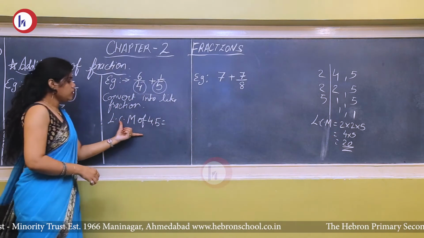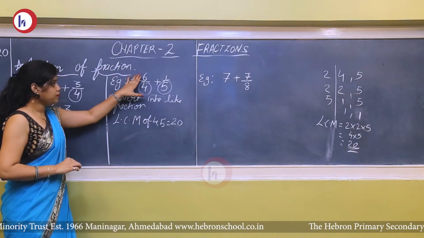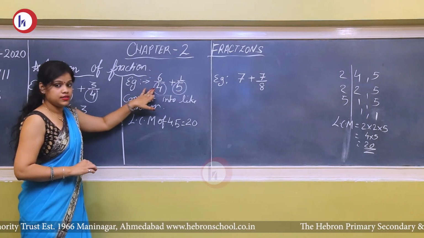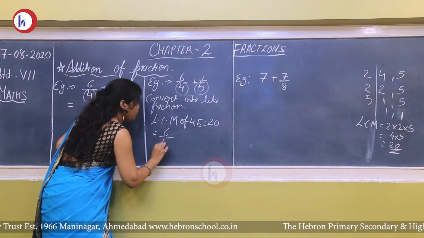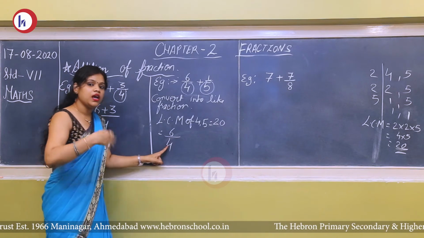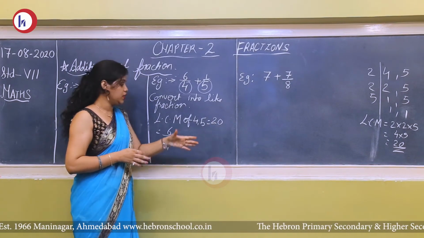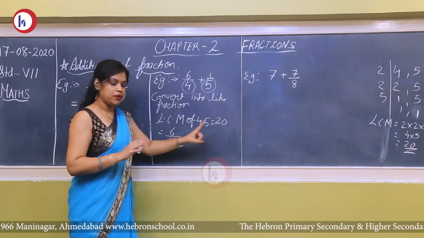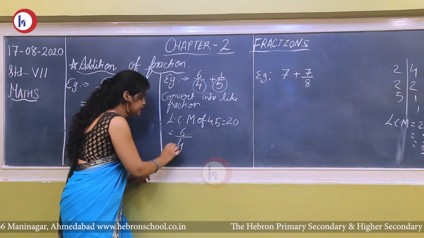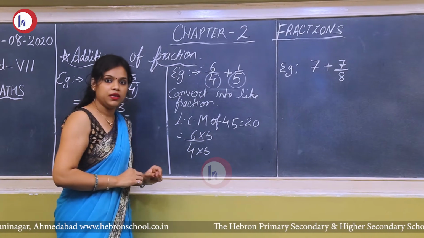Okay, so now we got the LCM of 4 and 5 as 20. Now what you have to do? You have to make these fractions like fractions, and how will you do that? 6 upon 4. In the table of 4, what do we multiply to get 20? You have to convert the denominators 4 and 5 into 20. How will you do it? By multiplying. What do you have to multiply? 4 multiplied by 5 gives the denominator 20.